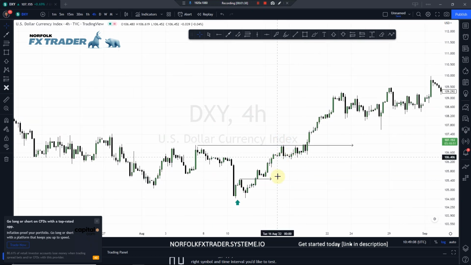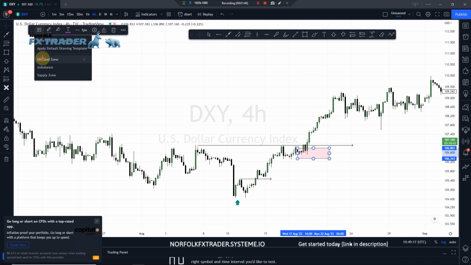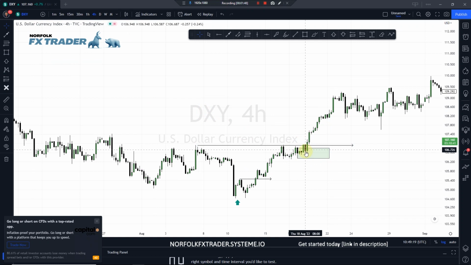Zoom in. Once we see this break of structure on this bullish candlestick, we then have an area here we can draw of demand. That's my first demand zone. We can see the market breaks up, pulls back in, we have a manipulation on the lower time frames, and we continue higher.